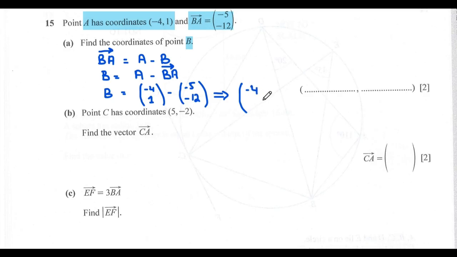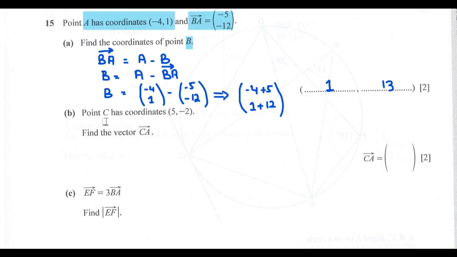-4 minus -5 would be +5, and 1 minus -12 would be +12. So -4 plus 5 would be +1, and 1 plus 12 would be 13. So 1 and 13 are the coordinates of B.